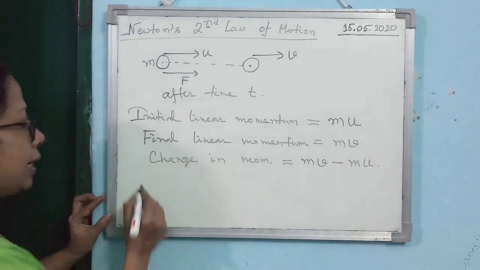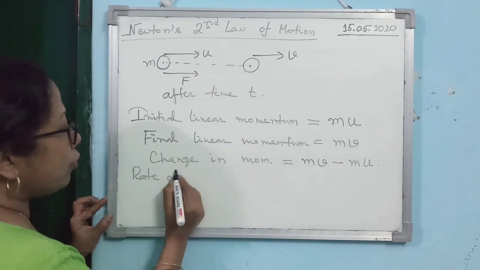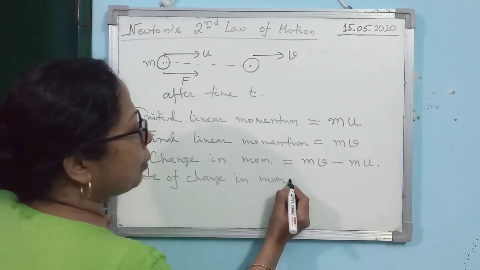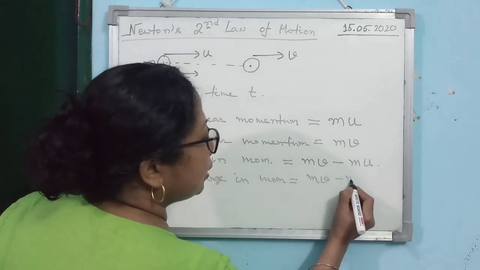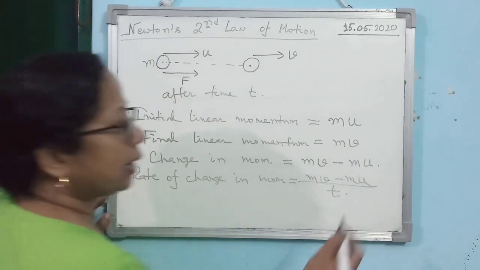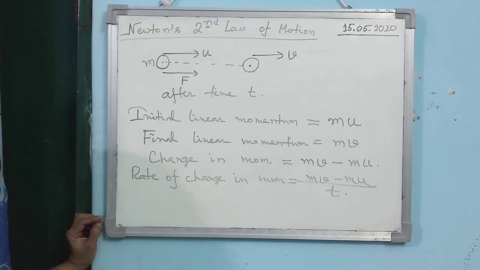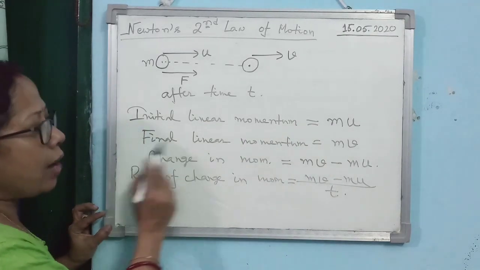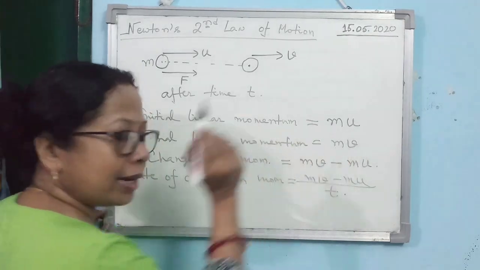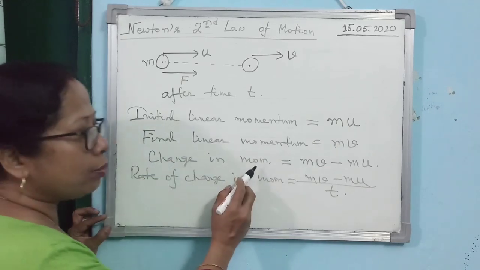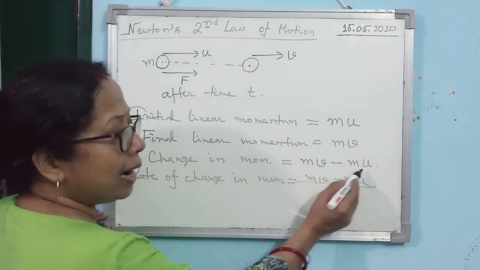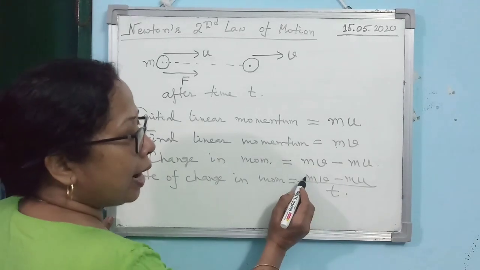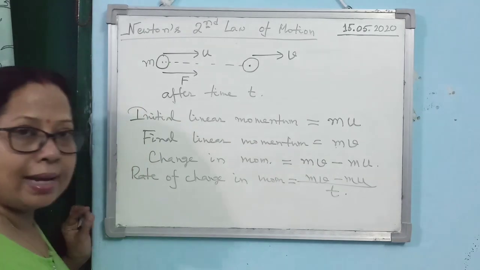Is that clear? Then next, what will be the rate of change in momentum? Rate of change in momentum will be change in momentum divided by time taken. Clear? I am repeating. The initial linear momentum is mass into initial velocity. The final linear momentum is mass into final velocity. So the change in momentum is final momentum minus initial momentum. Then the rate of change in momentum is change in momentum divided by time taken.